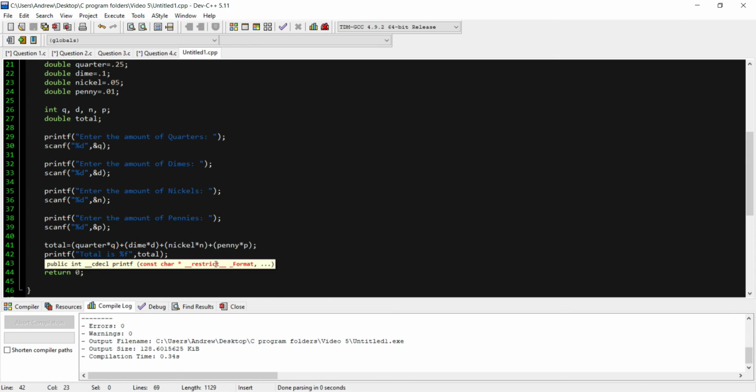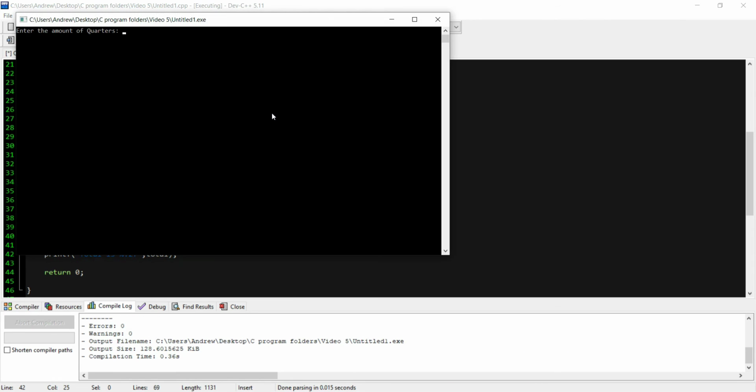So to do that, we do percent, point, and how many decimal places we want. I want 2 decimal places, so it's %.2f. We run this one more time. Total is 1.64.